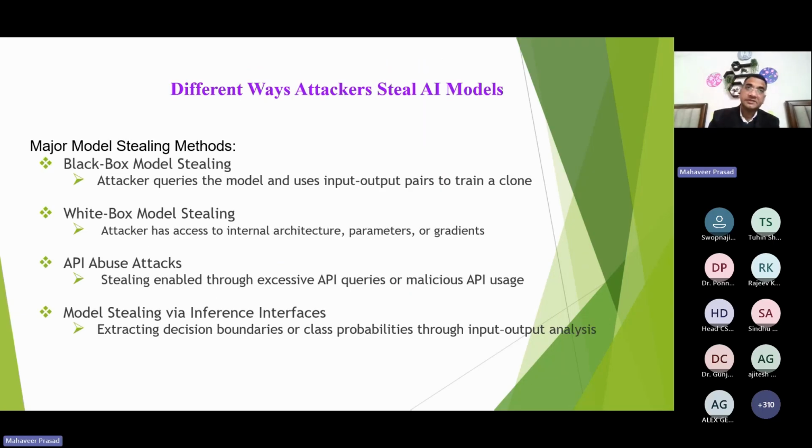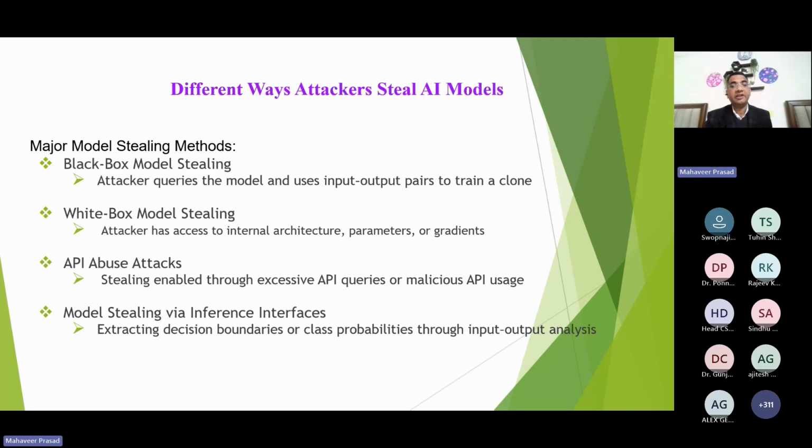Now there are different ways that attackers can steal a model. In a black box attack, the attacker queries the model continuously and gets input-output pairs to train a clone of that model. If the attacker has internal access, architecture, parameters or gradients, then the attacker can do it as a white box attack. Then there is the API abuse attack. Every model gives a lot of APIs, because without using an API, what would we do with that model? So in that way also we can steal the model.